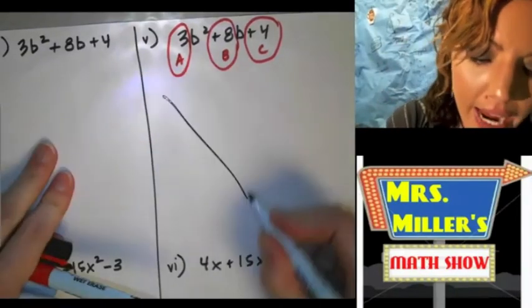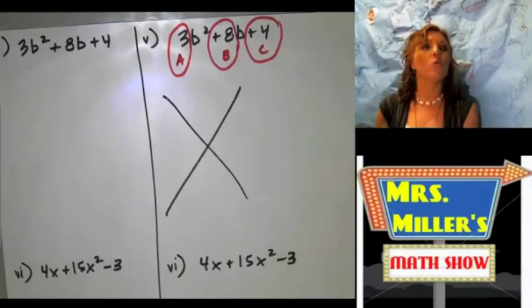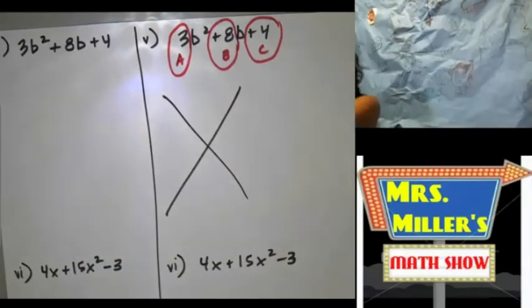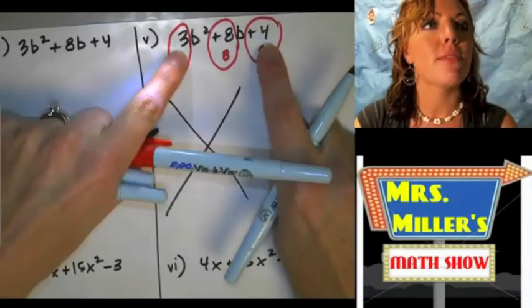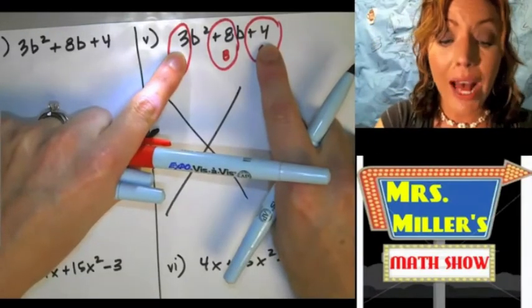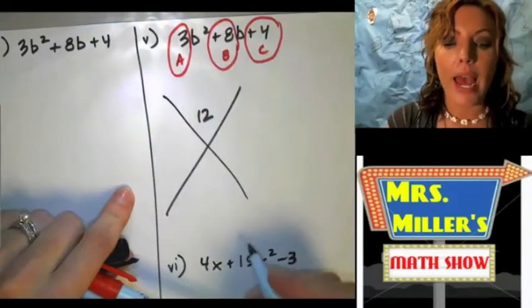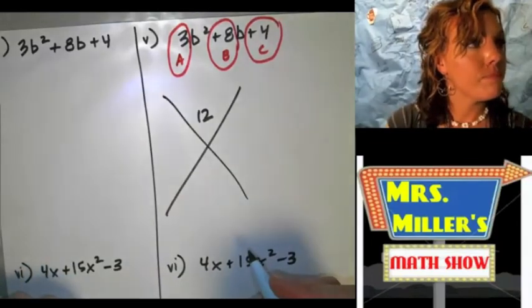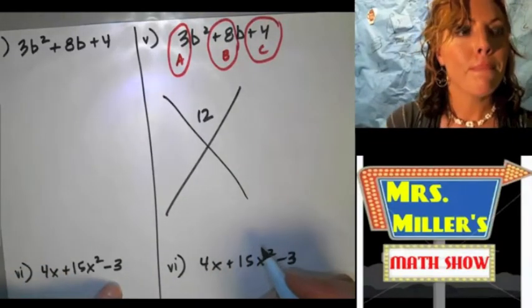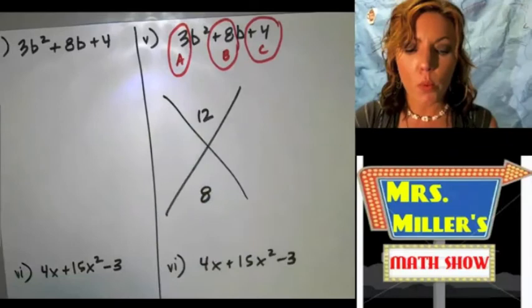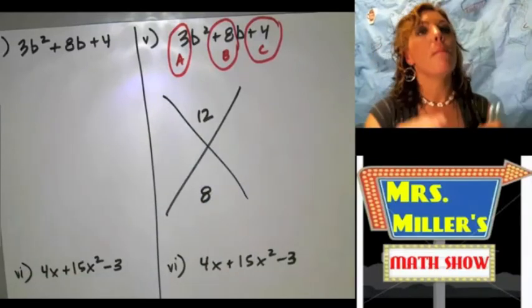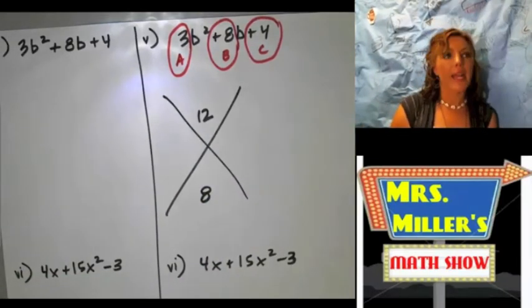All right, so let's draw an x. Remember in the top goes a times c. What in this case is a times c? 12. Good. Now, what goes in the bottom? 8. Cool. So we are looking for two numbers that multiply to 12 that add up to 8 at the same time.